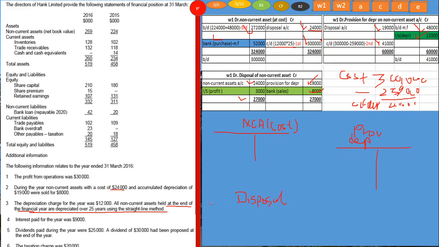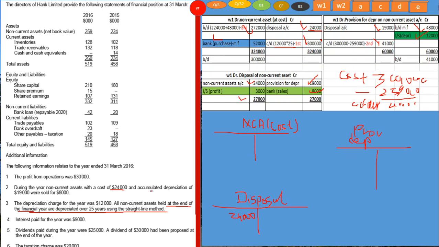So you can initially do your disposal account because all the data is here. For the disposal account, on your debit side you put the cost value of the disposed asset. The cost value is given here, 24,000. So you can put 24,000. I'm just putting the numbers here. You can write non-current asset as it is.